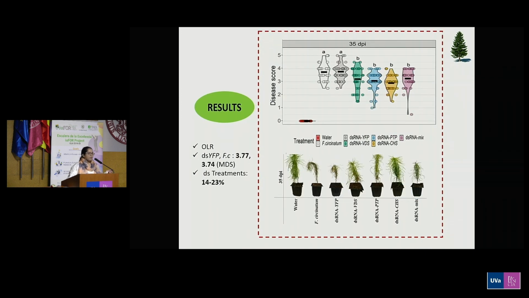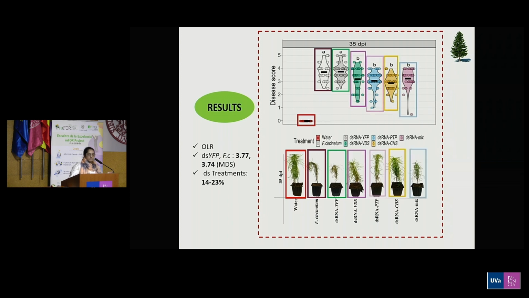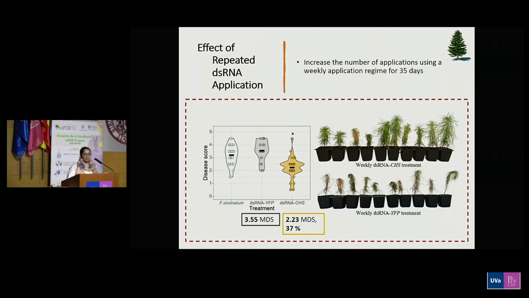While at 35 DPI, we have two different measurements. Same in the case of water, we have nothing. It's 0. It means our mock doesn't have anything. While in the case of the two positive controls, we have a higher mean disease score. While all the treatments have 14 to 23% reduction. So what we decided is that we are going to apply these treatments on a repeated basis, at 0 days, 7 days, and 35 days. So we increase the frequency of applications to know the effect. Maybe we have more effect with this.